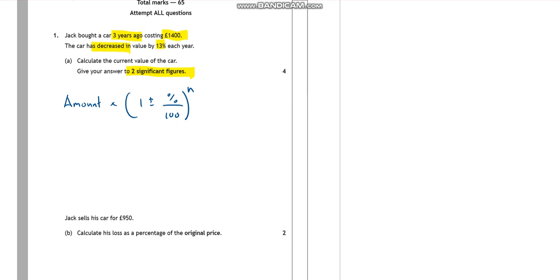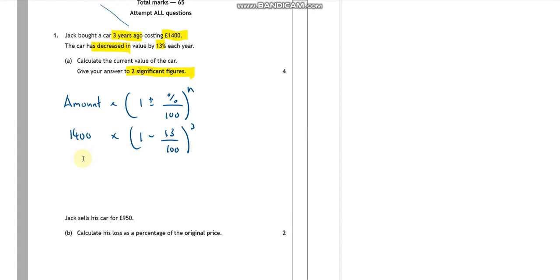So this is the equation that you're wanting to use because we are looking at compound interest. If you see a time and a percentage, you should be thinking compound. So our original amount is 1,400. And I like this little equation because it doesn't require a lot of thinking. It's just a straight substitution in.